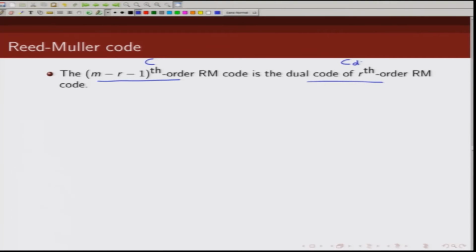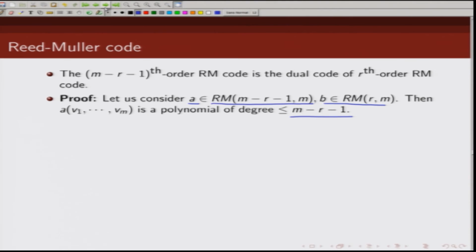So, now we will show if we take a code word from m minus r minus 1th order Reed-Muller code, and if we take another code word from rth order Reed-Muller code, then they are orthogonal. That is the first thing we are going to prove. So, let us consider code word A, which belongs to m minus r minus 1th order Reed-Muller code, which is of length 2 raised to power m. And let us consider another Reed-Muller code B, which is of order r and length 2 raised to power m.